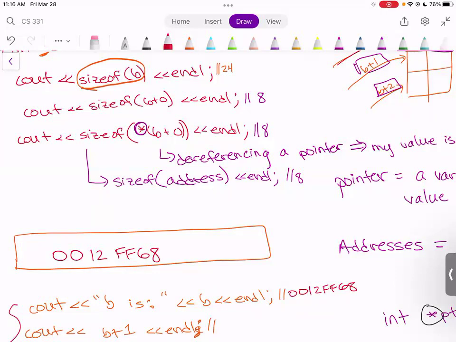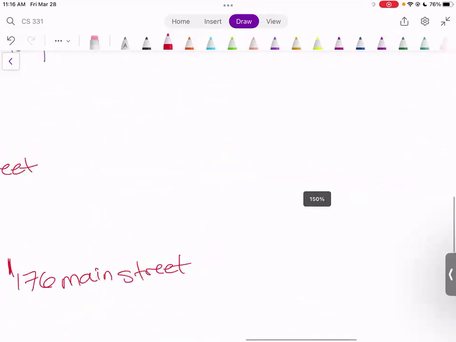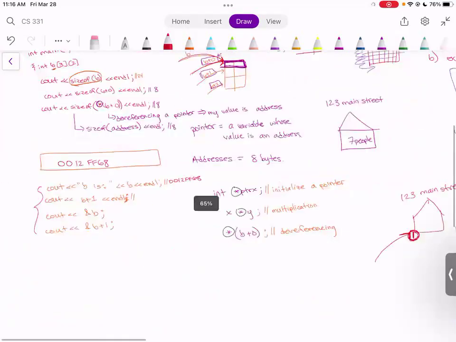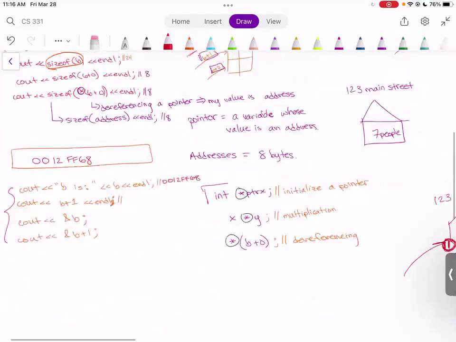I have a question. How do you know when you're dereferencing an address and when you're dereferencing a pointer? Depends on how it was initialized. So here I'm initializing a pointer. If I have an address, then it would be something in hex, for example. Does that make sense?